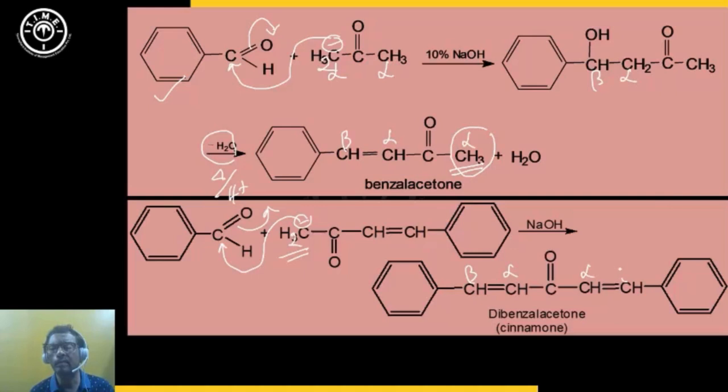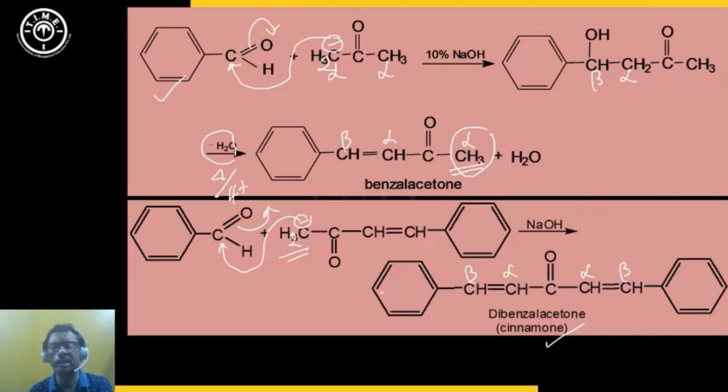We also have an alpha beta unsaturation there. So this is cinnamon. Then dibenzyl acetone. So this is a special case, and I have found in recent times 2 questions based on this. Now let us have a general look at this structure.